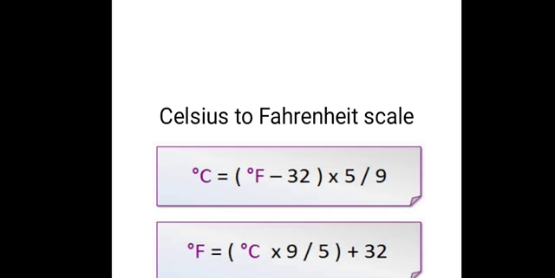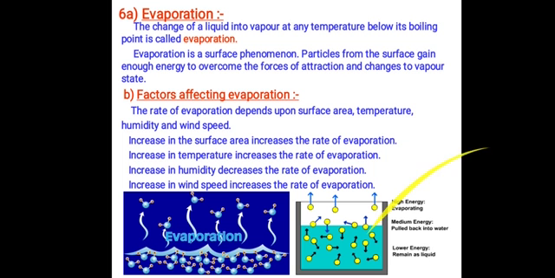Celsius to Fahrenheit scale, degree Celsius is equal to degree Fahrenheit minus 32 into 5 by 9. Similarly, degree Fahrenheit, if you need to find, is equal to degree Celsius into 9 by 5 plus 32. So you can use these formulas to convert the temperature from Celsius scale to Fahrenheit scale.